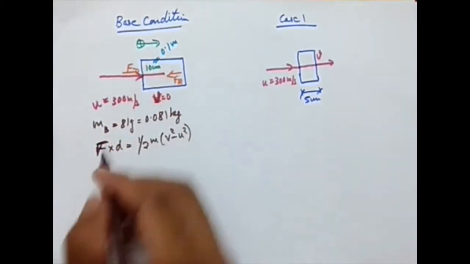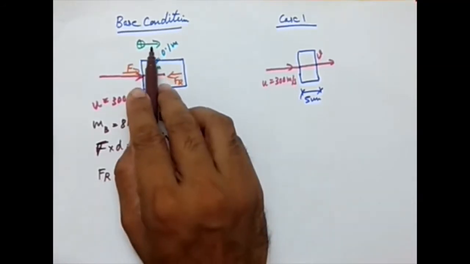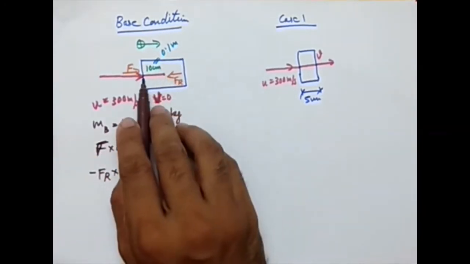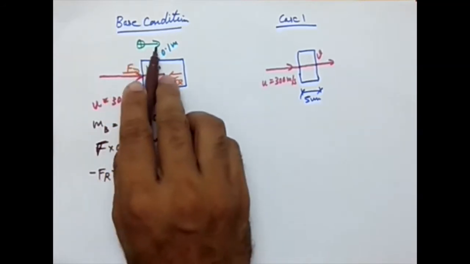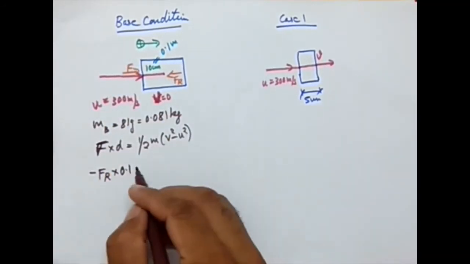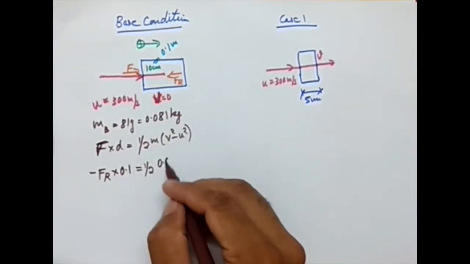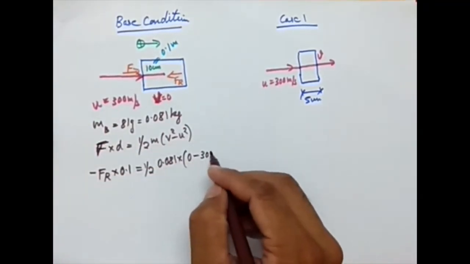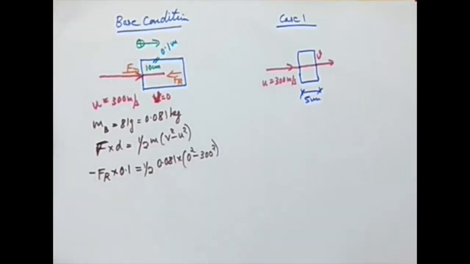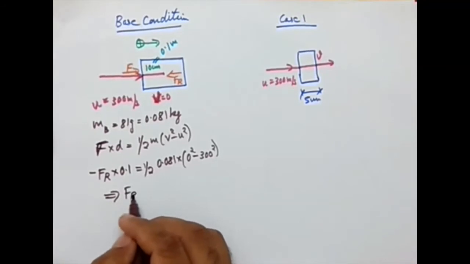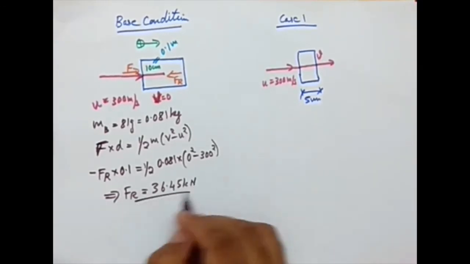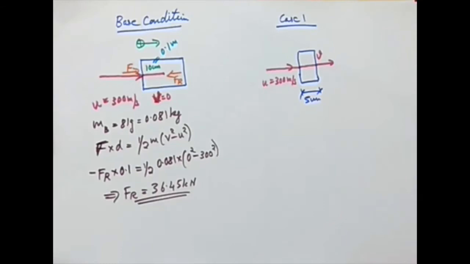So now I'm trying to write it. So Fr, the direction assumed positive is to the right, force is to the left, so minus Fr. Distance traveled is 0.1 meter in the positive direction. From here to this point is in the positive direction, so positive 0.1 is equal to half into mass. Mass is 0.081. V is 0 and U is 300. So I have this condition, and from this I can calculate the value of Fr, and I'm going to get it as 36.45 kilonewtons. On substitution, I will be getting the values in Newton. I'm converting it to kilonewton, the more familiar unit for force.